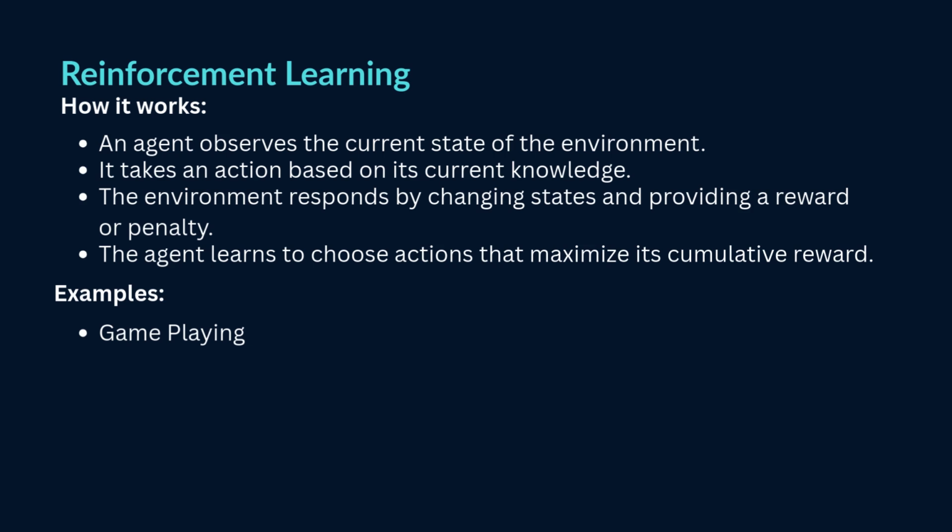Examples: game playing, teaching AI to play chess, Go, or video games, where the agent learns strategies to win. Robotics, enabling robots to learn how to walk, pick up objects, or navigate obstacles. Recommendation systems, dynamically adjusting recommendations based on user interactions to increase engagement. Reinforcement learning is powerful for situations where actions influence future outcomes and long term strategies are needed. However, it often requires significant computational resources and can be challenging to implement for complex environments.